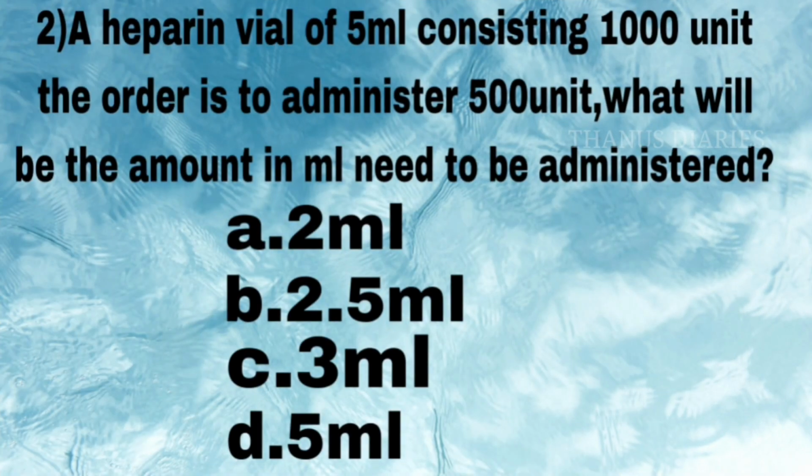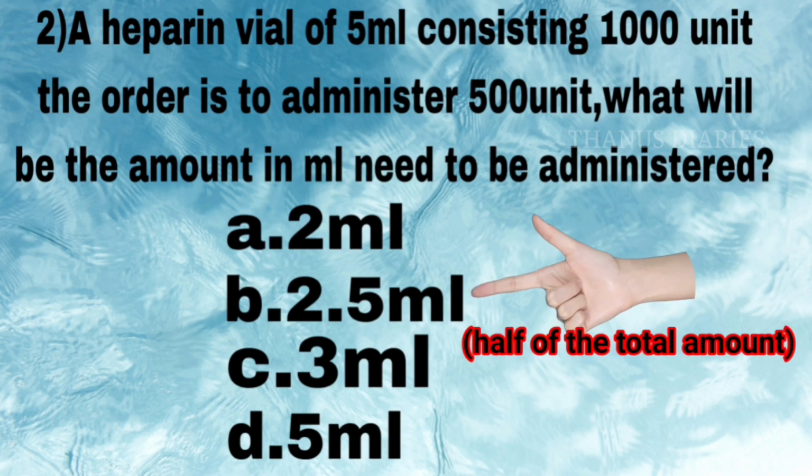A heparin vial of 5 ml consisting 1000 unit. The order is to administer 500 unit. What will be the amount in ml need to be administered? Options are 2 ml, 2.5 ml, 3 ml, 5 ml. The answer is 2.5 ml, half of the total amount.